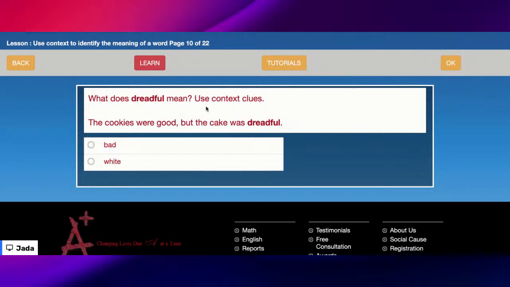What does dreadful mean? Use context clue. The cookies were good, but the cake was dreadful. So we already have cookies good, and then but the cake was what? Bad. Okay, the cake was bad. That's what it simply means. So we have bad here.